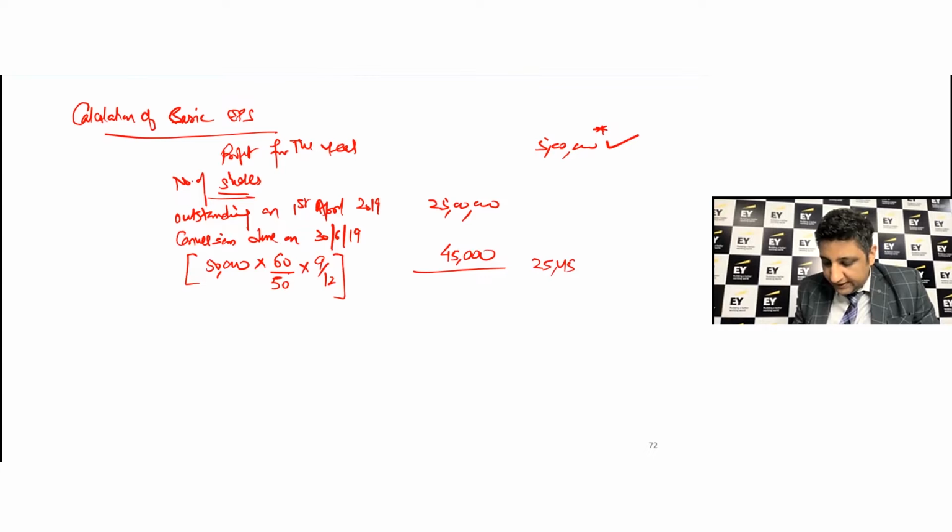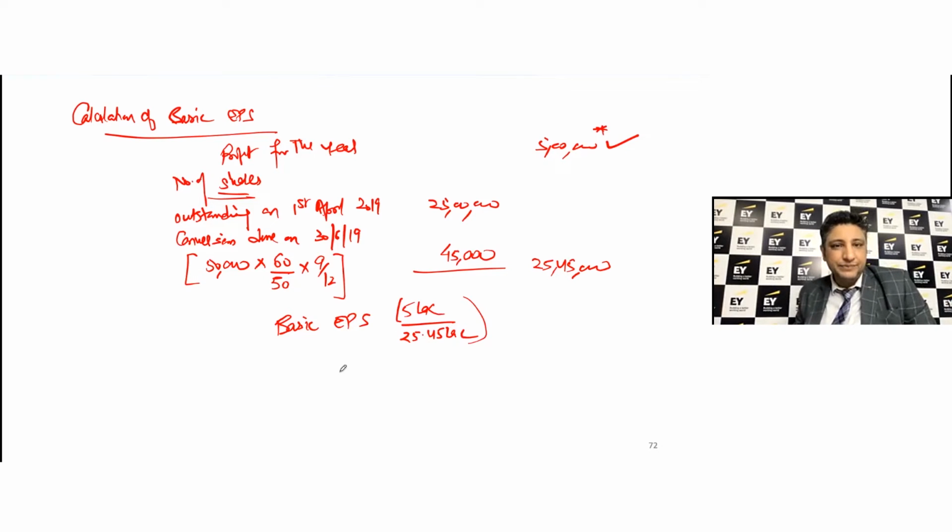So for the profit that the entity has earned, which is 5 lakh rupees, there are 25 lakh 45,000 shares outstanding. And of course, the basic EPS would simply be 5 lakh divided by 25.45 lakh. Now that number, if we do the calculation, comes at 0.196 or 19.60 paisa on each share. That's the first step that we have done.